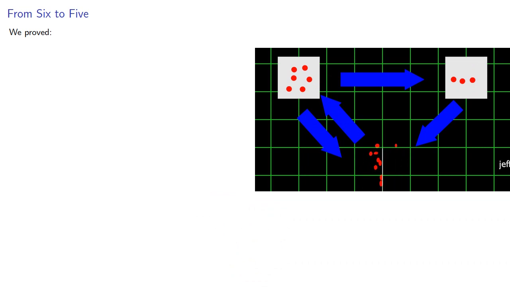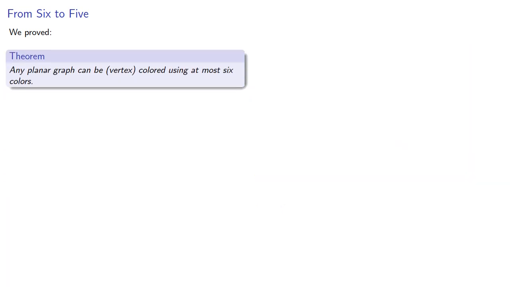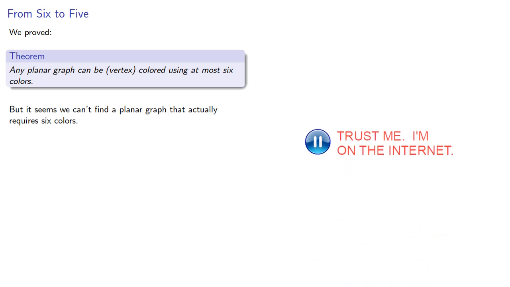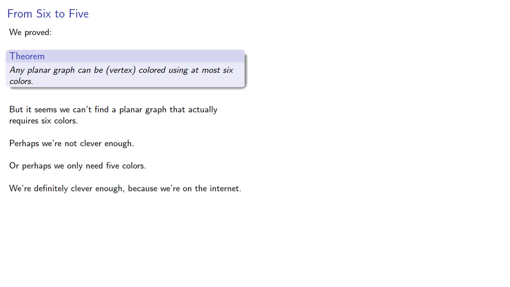Earlier, we proved that any planar graph can be vertex colored using at most 6 colors. But it seems we can't find a planar graph that actually requires 6 colors. So perhaps we're not clever enough to find such a graph, or perhaps we only need 5 colors. Well, we're definitely clever enough because we're on the internet, so it must be that we only require 5 colors.